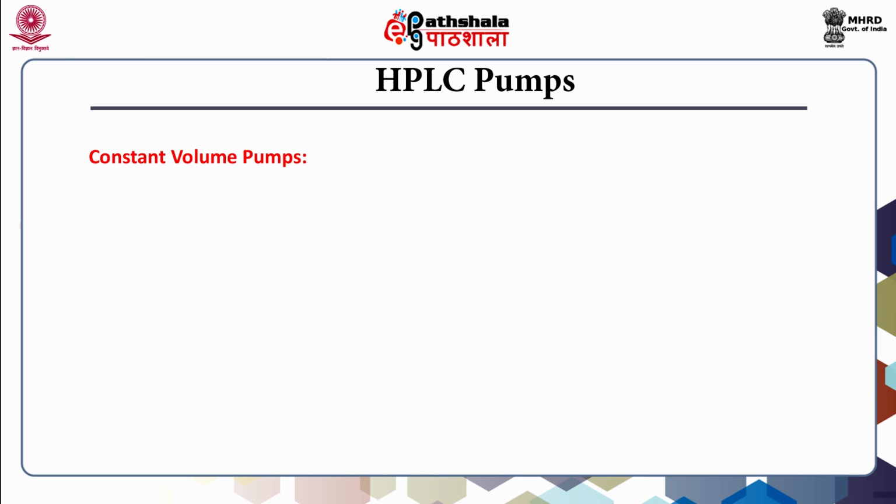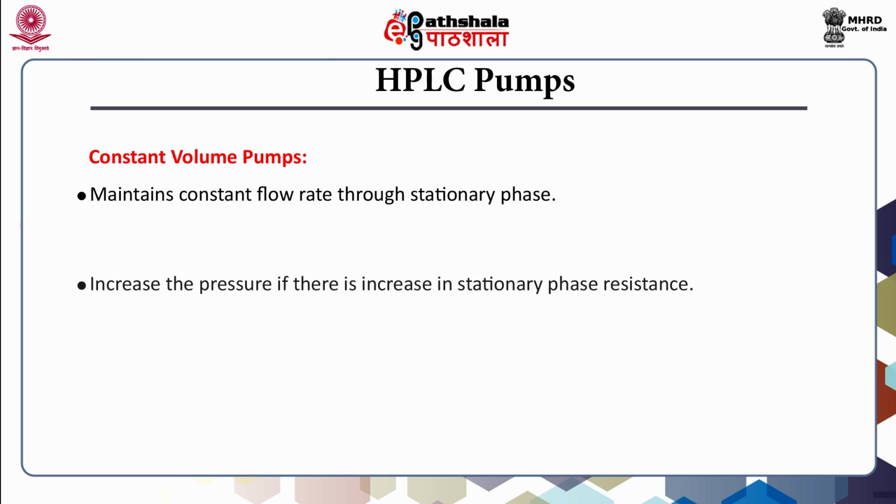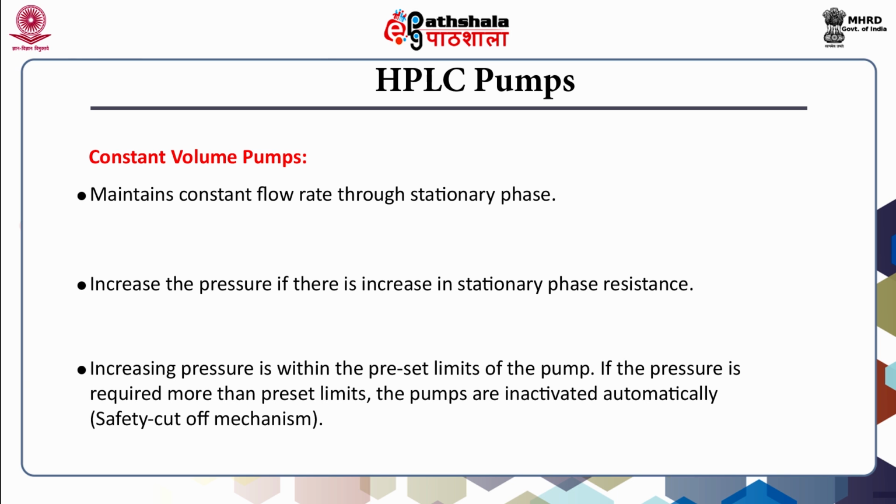The constant volume pumps maintain a constant flow rate through the stationary phase, and the pumps increase the pressure if there is an increase in stationary phase resistance. However, the increasing pressure is within the preset limits of the pump. If the pressure required is more than the preset limits, then what happens? The pumps are automatically inactivated by a safety cut mechanism.